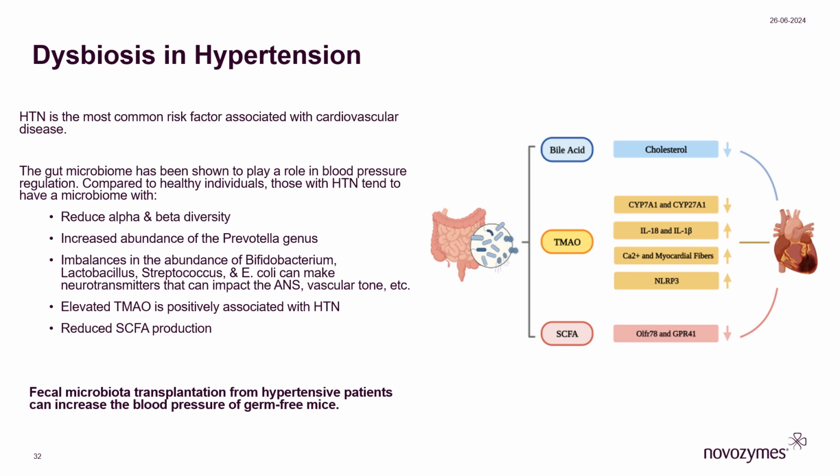What was most interesting is there was a study that conducted a fecal microbiota transplantation from hypertensive patients into germ-free mice. And what they found is that those germ-free mice, once they received that fecal transplantation from hypertensive patients, their blood pressure began to increase. So this tied together the connection between the gut microbiome and the heart, specifically the way in which our body is able to maintain vascular tone and blood pressure.